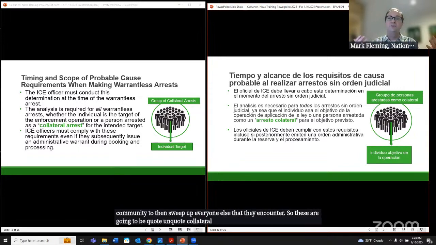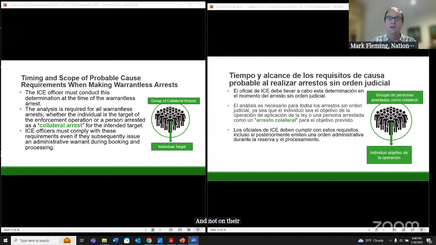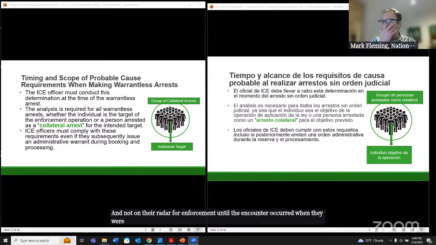These are the individuals that ICE encounters who were unknown to ICE and not on their radar for enforcement until the encounter occurred when they were out in the community.